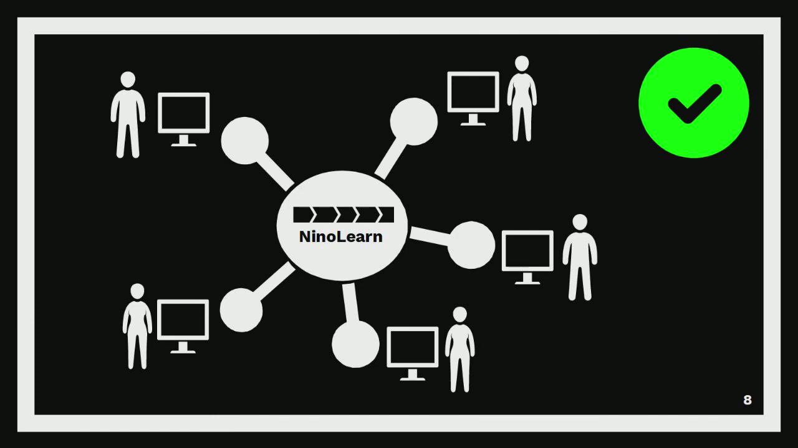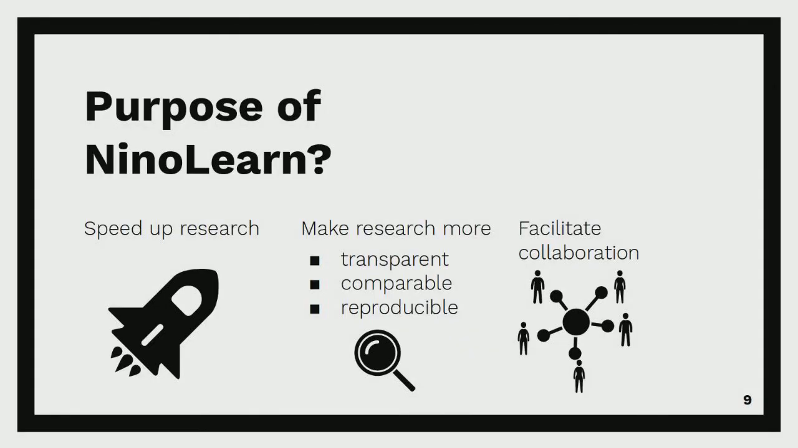To summarize, NinoLearn was developed to speed up the research because it avoids that people write similar code again and again. Furthermore, it makes the research more transparent, comparable, and reproducible. And last but not least, it facilitates collaboration between different researchers working on ENSO prediction.